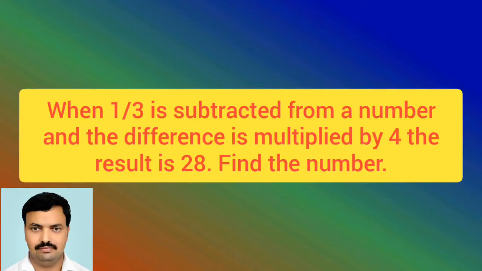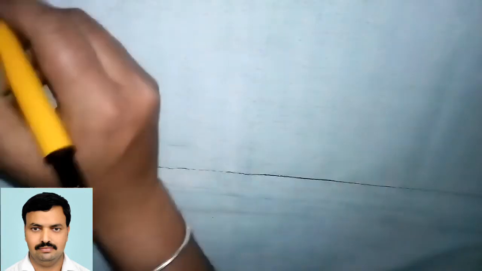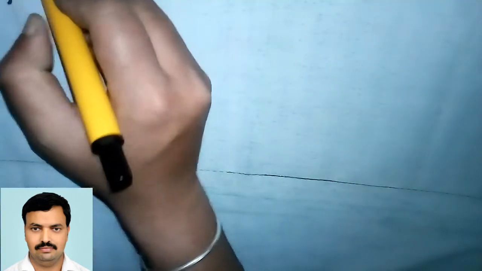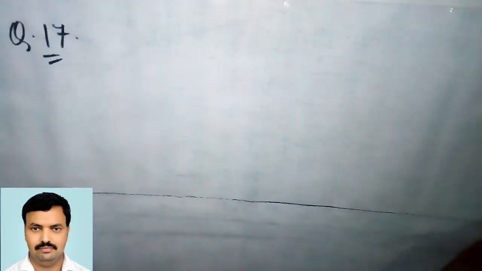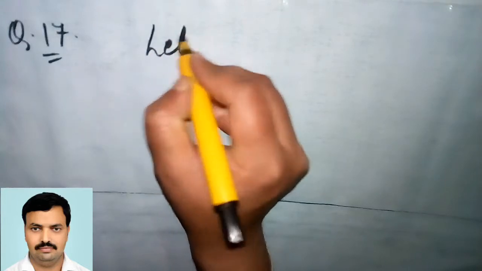And next is, when 1 upon 3 is subtracted from a number and the difference is multiplied by 4, the result is 28. Find the number. So again it is like a riddle. What is there in the question? You have a number and you have to subtract 1 upon 3 from it. Multiply that by 4 and you will get 28. So what we have to do? Let us suppose the number equals x. Let the number equal x.